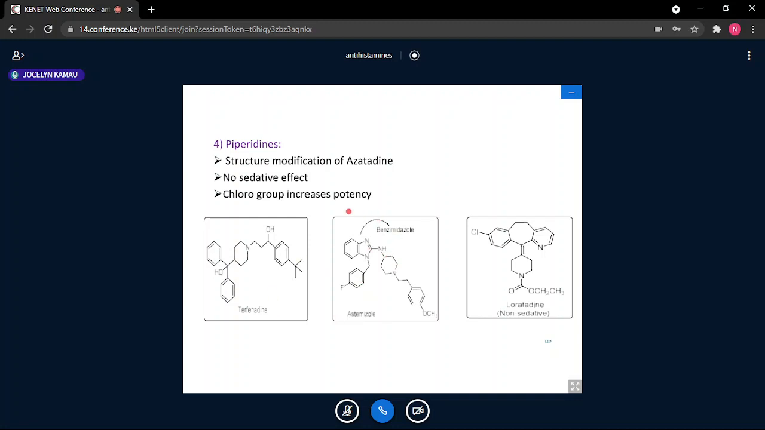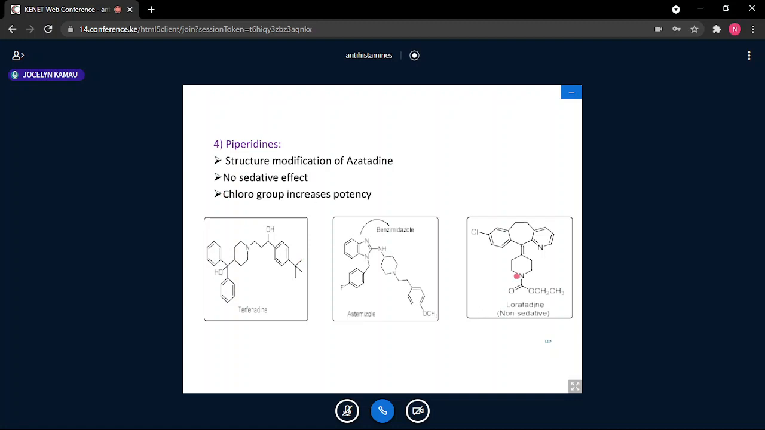But now, because of the emergence of HIV and AIDS, it has been found that there is a lot of drug interaction, and these two drugs have actually, in most countries, been withdrawn from the market, and we're going to discuss that in a minute. So those are three of the piperidine derivatives: terfenadine, astemizole, and loratadine.